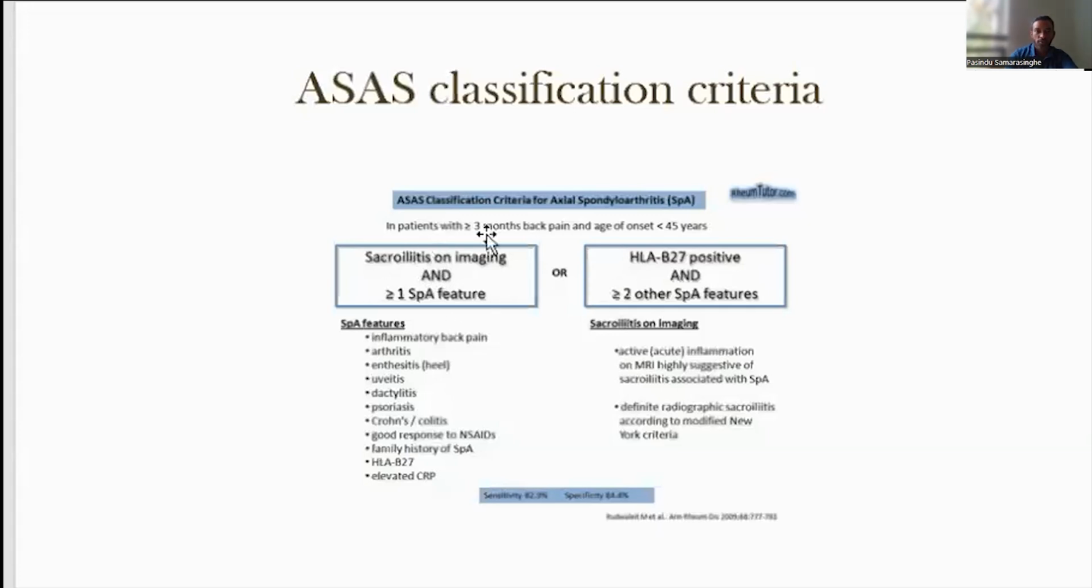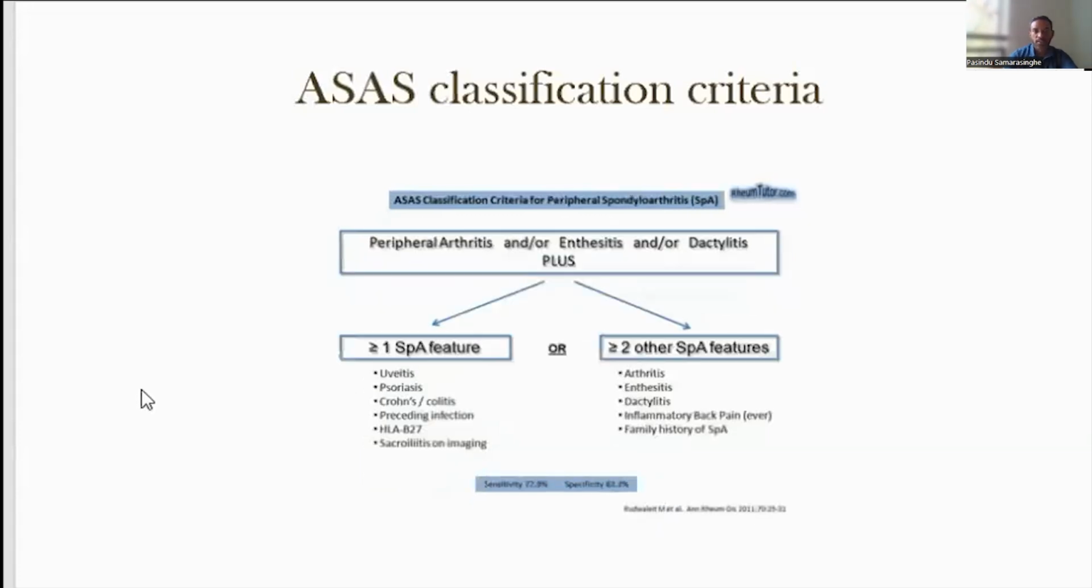So it's basically in a young patient with back pain for more than 3 months, you do imaging, and if there's sacroiliitis and one or more spondyloarthropathy features, you can classify as spondyloarthritis. If the imaging is negative, you do HLA-B27, and you have 2 or more of these features, you can classify as spondyloarthritis. So that's axial spondyloarthritis. The next slide shows peripheral spondyloarthritis.